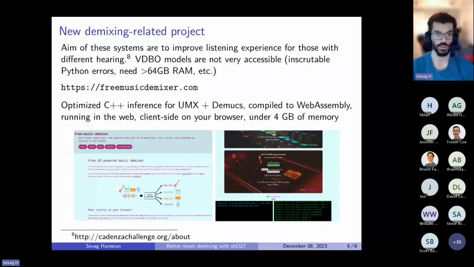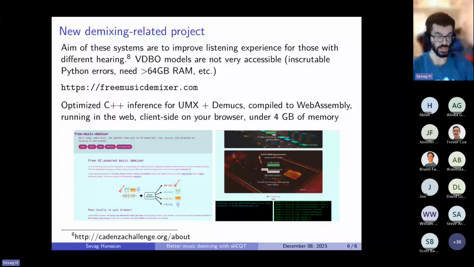Now, from the Cadenza challenge, we know that the aim of these systems is to improve the listening experience for those with different hearing. But I'll tell you off the bat, just from years of working on these models, they're not very accessible. Right now, if you try to run OpenUnmix the way it's published, not to disparage the authors, they've done great work, but you might have a crash if you don't have enough RAM. Like 64 gigabytes, that's a lot of memory. And they'll tell you, oh, you should modify this command line argument, this and that. Well, I don't think that's very accessible.